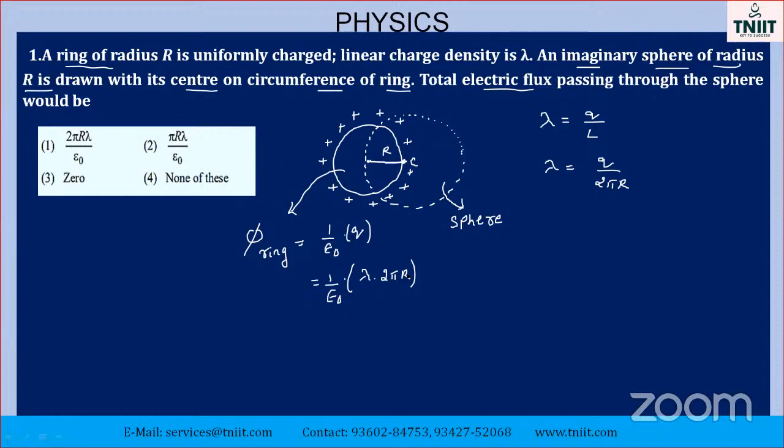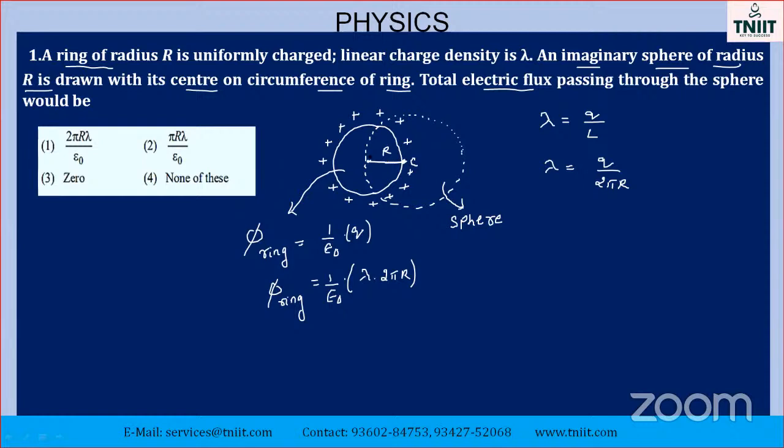But what they're expecting? They're expecting you to find what? The flux for the sphere. Now the flux for the sphere. Sphere is enclosing only half of the ring. Sphere is enclosing only how much? Half of the ring.